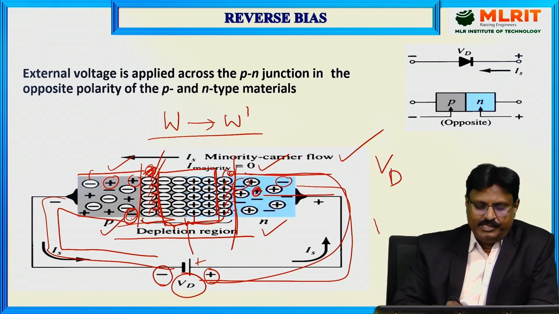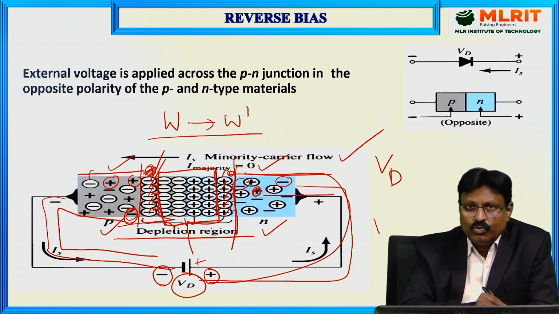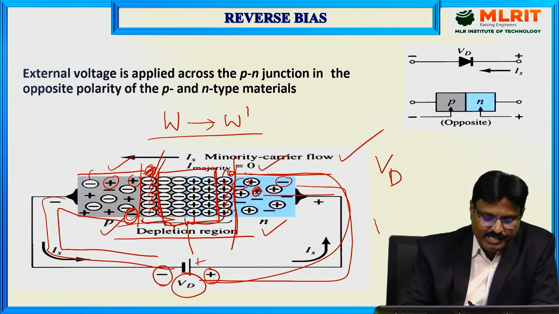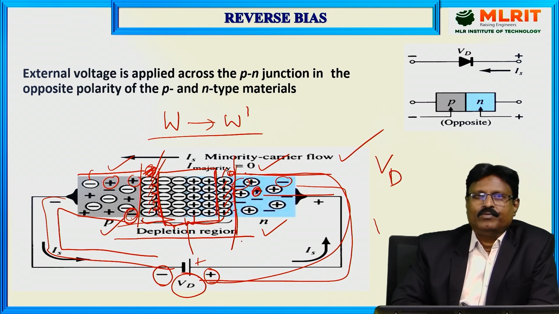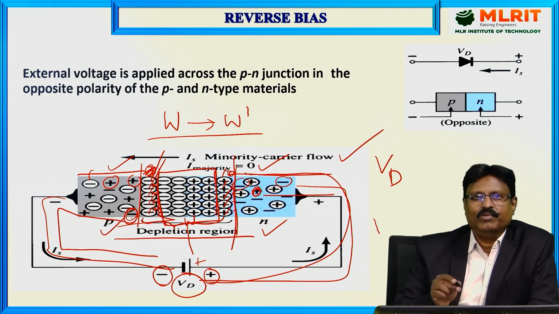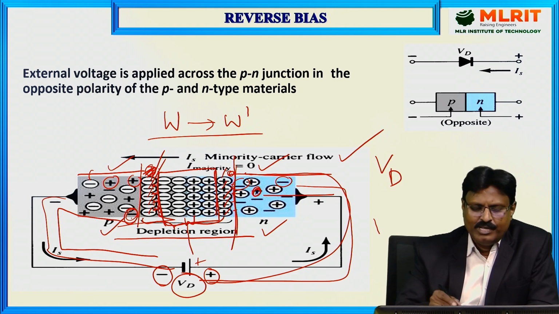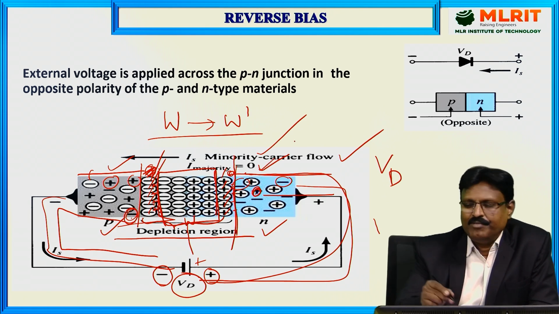This applied reverse bias voltage is supporting the depletion region to grow further. If you go on increasing VD, the depletion region goes on increasing, which in turn decreases the current through the device. The only current that flows in reverse bias is due to the minority carriers' movement, that is very small. That's why IS exists in the device, due to the minority carrier flow, and I majority will be equal to 0.